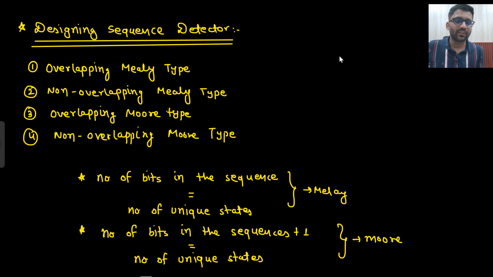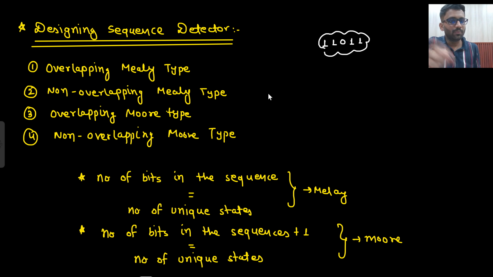So for a particular sequence, let's just say I need to detect 11011. For this particular sequence detection, there can be 4 types of machines. 4 types of machines are possible. Overlapping allowed, overlapping not allowed. In case of overlapping allowed, Mealy machine. Overlapping not allowed, Mealy machine. Overlapping allowed, Moore. Non-overlapping, Moore. Right? To detect a particular sequence, there could be 4 types of machine. Overlapping allowed, Mealy. Non-overlapping, Mealy. Overlapping allowed, Moore. Non-overlapping, Moore.